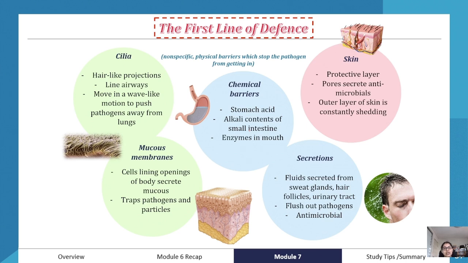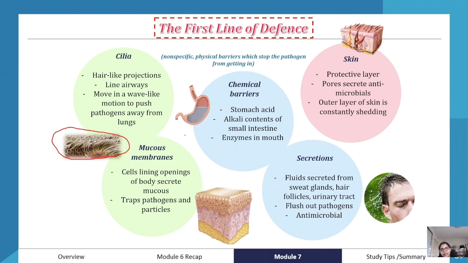So the first line of defense includes specifically these physical barriers, which are trying to stop the pathogen from getting in. We've got cilia, which are hair-like projections that line our airways, and they move in a wave-like motion to push pathogens away from the lung. As you can see here, this is an example of cilia. Because they're moving in a wave-like motion, they're trying to push the pathogens away from the lung. A lot of the time, the pathogens get stuck in the cilia, so they don't go through to the lung.